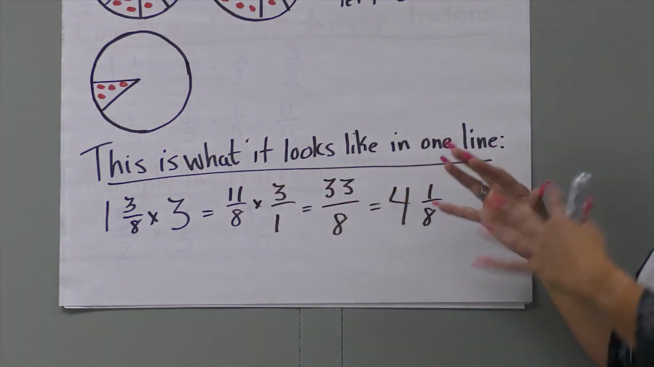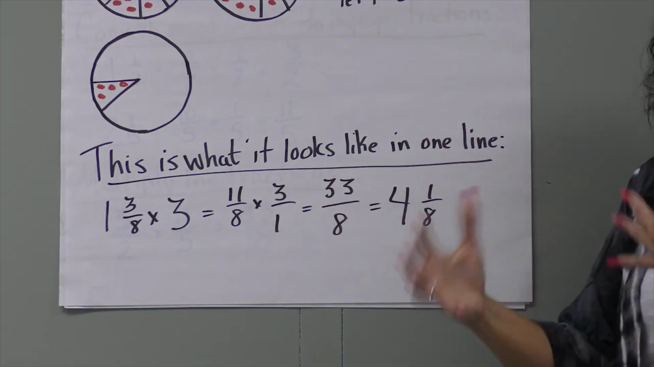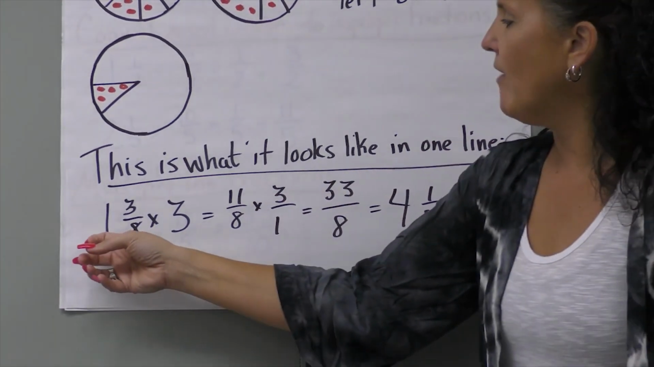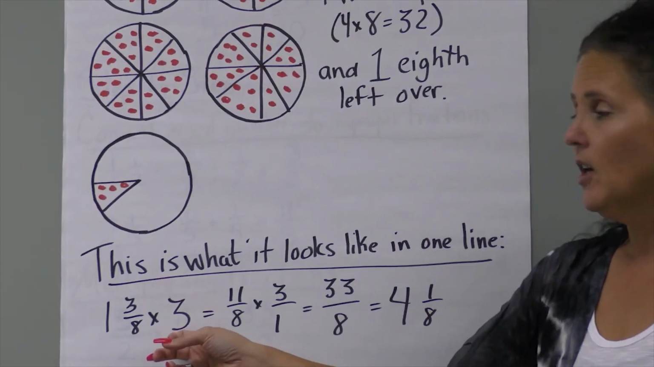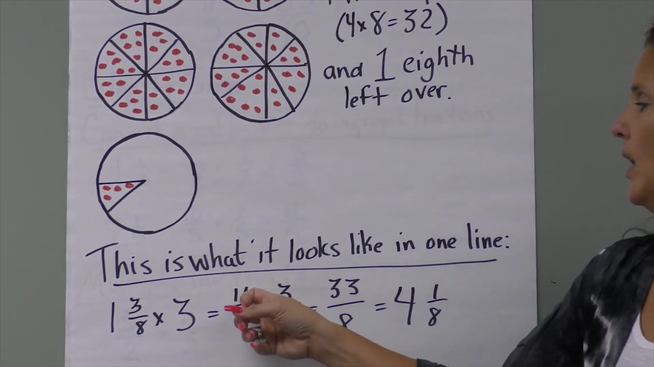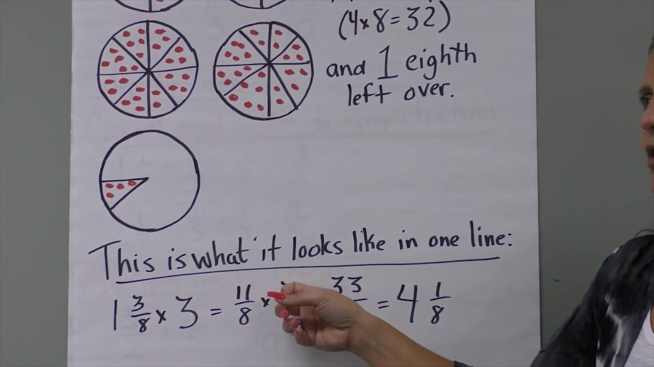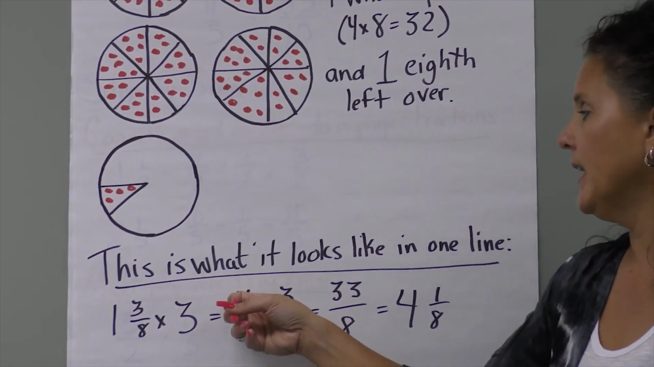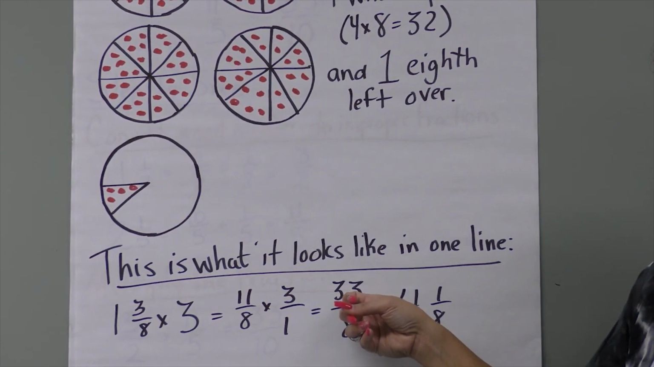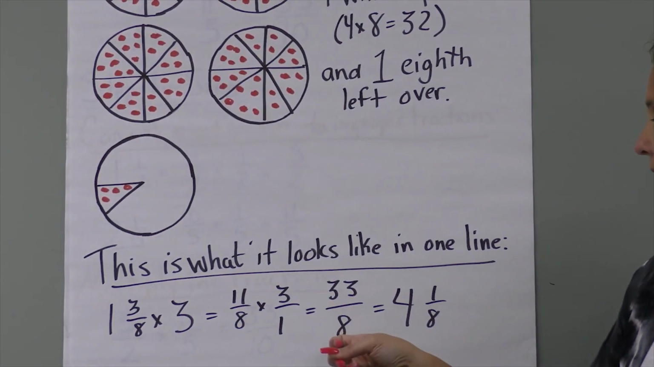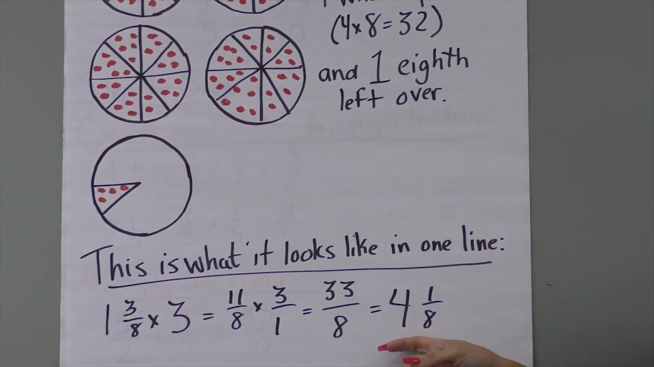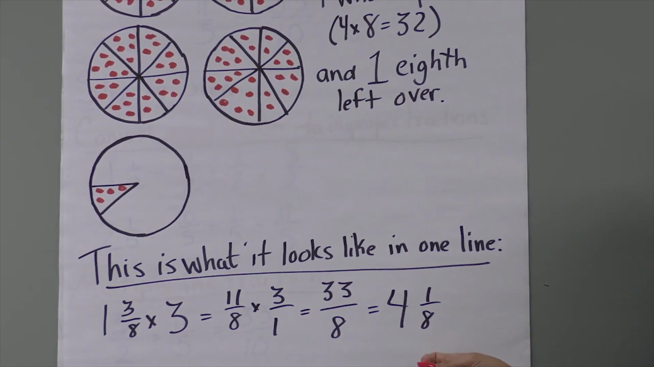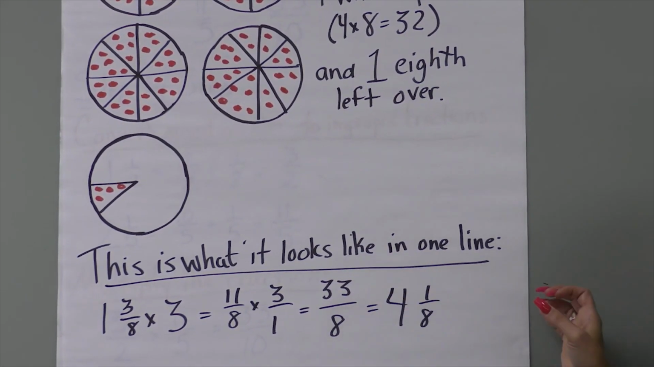This is what it looks like if we would just do it all without the pizzas. But the pizzas help you to see the picture. So we have 1 3/8 times 3. We made our 1 3/8 into 11/8, and we put our 3 over 1, right? So now we're going to multiply. 11 times 3 is 33. 8 times 1 is 8. And then we switched it up here to 4 and 1/8. That's our mixed number, right?